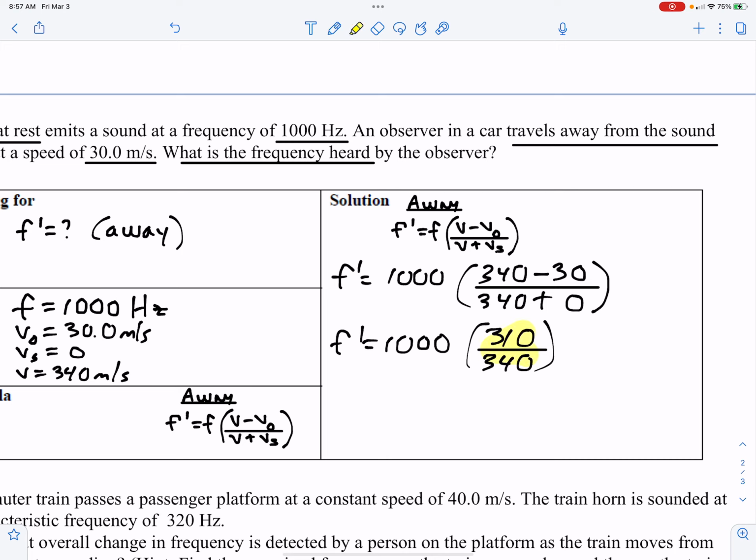So again, start by dividing those two. 310 over 340. Multiply that by 1,000, and the observed frequency would be about 912 hertz.